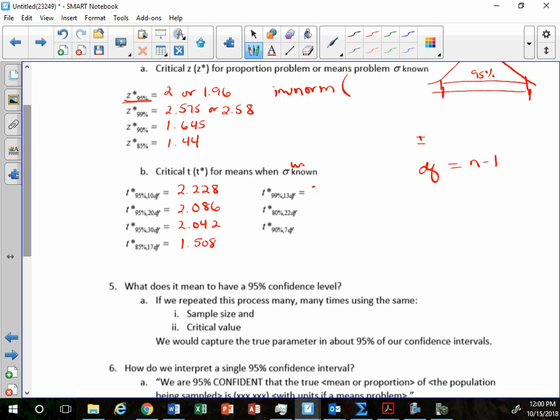99%. 80%. You can see the confidence level stayed the same, but this changed, and you see how that is closer to this than either of these.